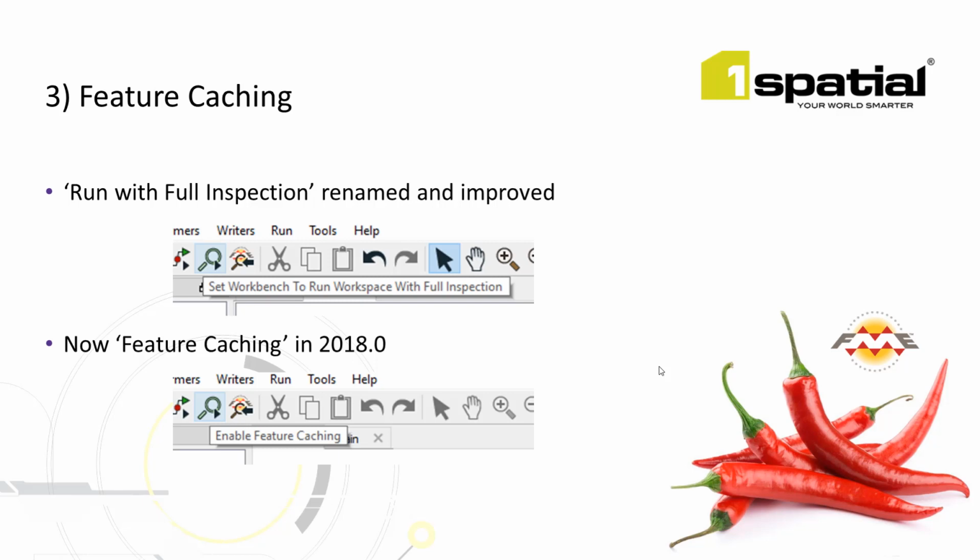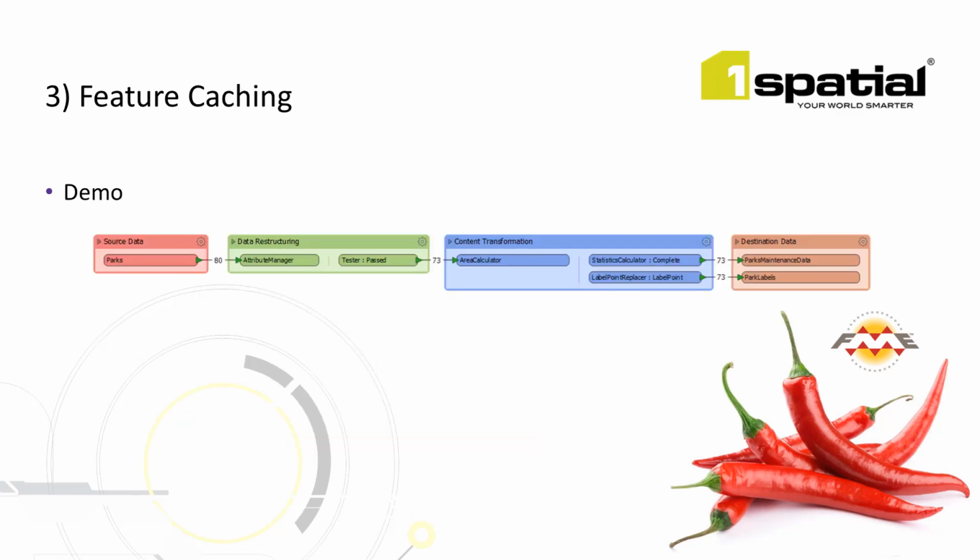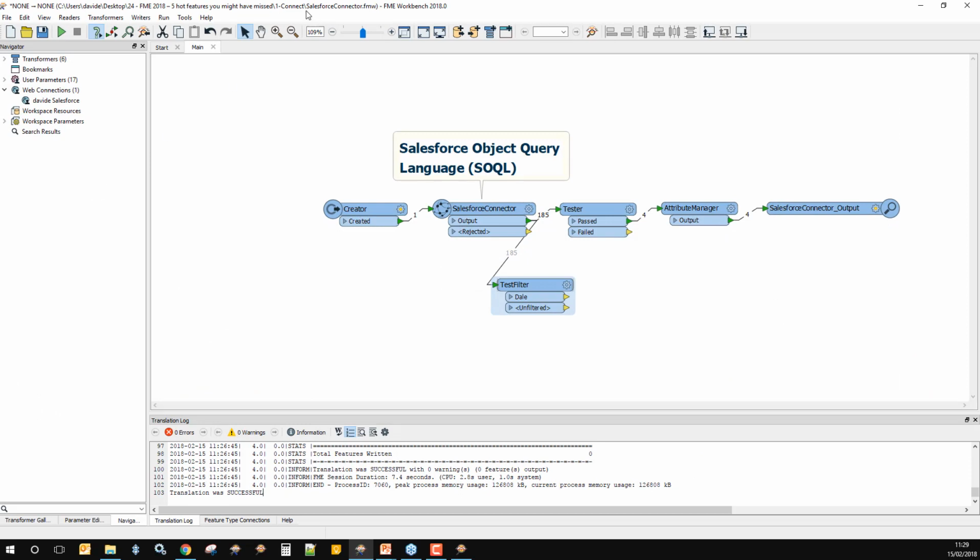Item number 3 that we're going to look at here is the feature caching capability. Feature caching is not new. It used to be called Run with Full Inspection, but it has been renamed and improved. So feature caching is new in FME 2018, and frankly, I think it's a really marvelous addition to this capability. So rather than talking about it, let's just go and get on with it.